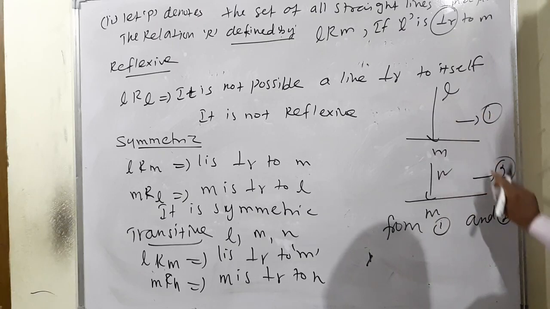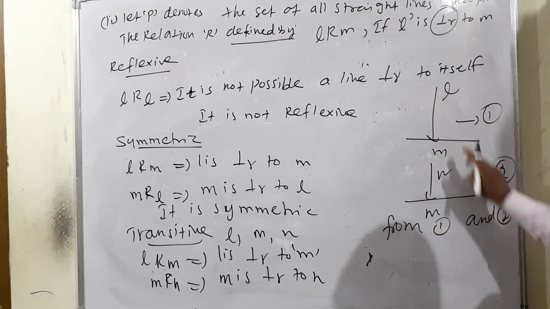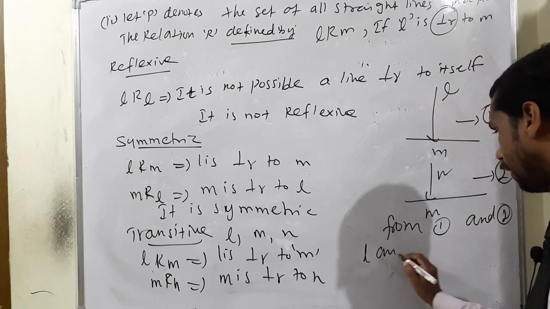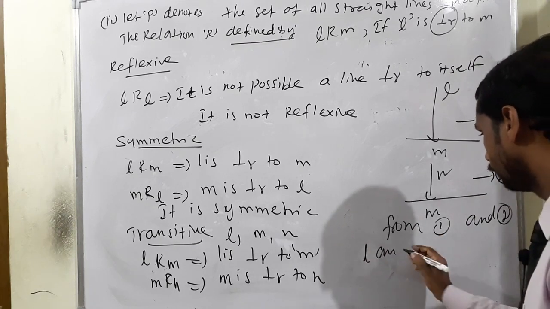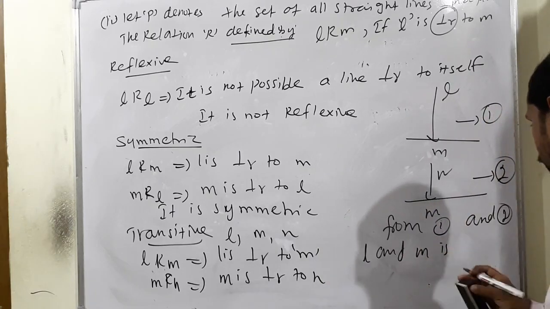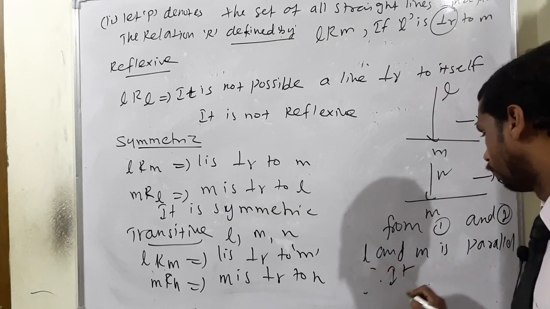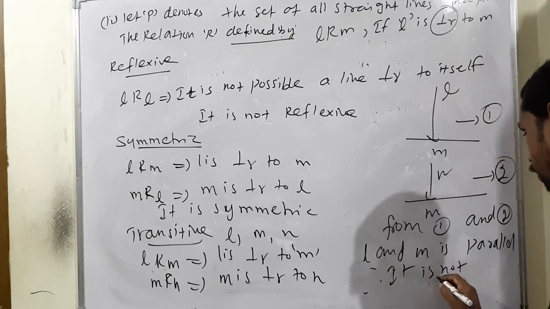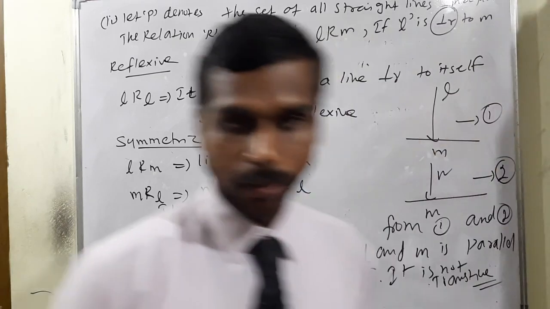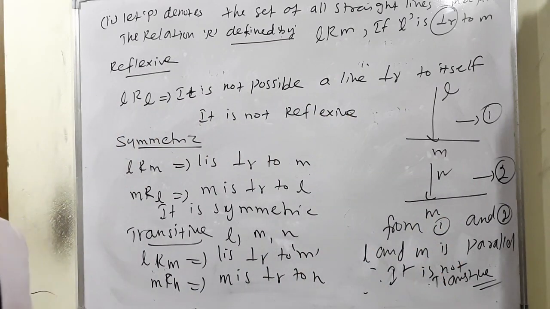From 1 and 2, look at it very clearly. Comparing from 1 and 2, L and N are parallel, no? So from 1 and 2, L and M is parallel. Therefore it is not transitive. Therefore, here two conditions are not satisfied, isn't it? Reflexive is also not satisfied, and at the same time, transitive is also not satisfied.